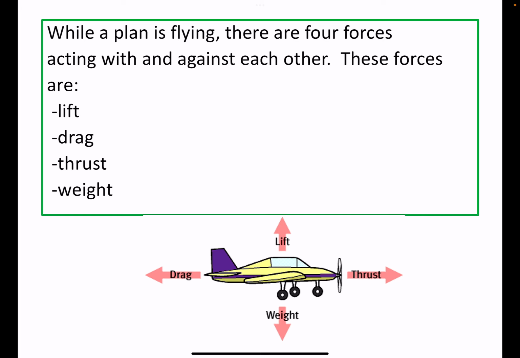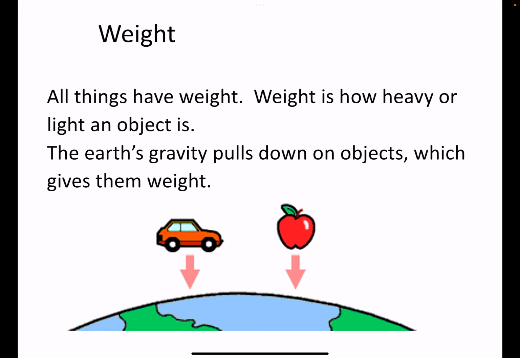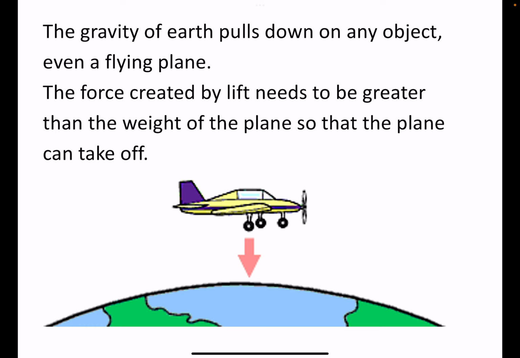Here is a cartoon illustrating the direction of the 4 forces. Let's start with the most intuitive force, weight. All objects have weight, which is a measure of how heavy or light they are. This force is a direct result of the Earth's gravity pulling down on the object. The Earth's gravity acts on everything, including an airplane in flight.